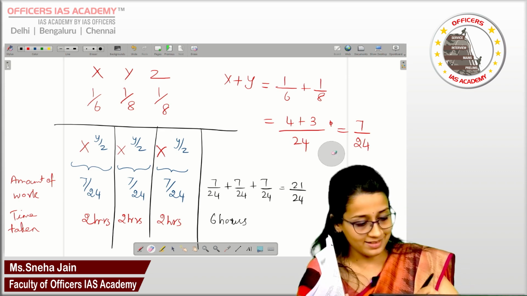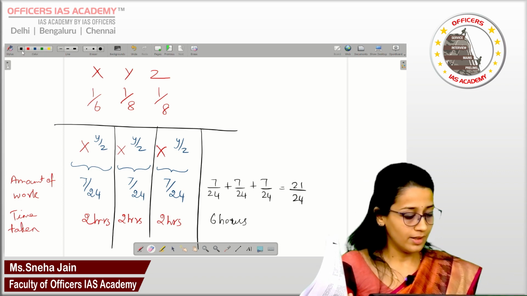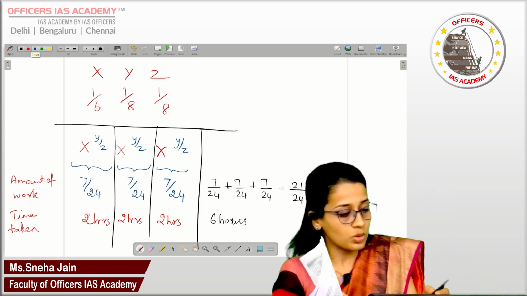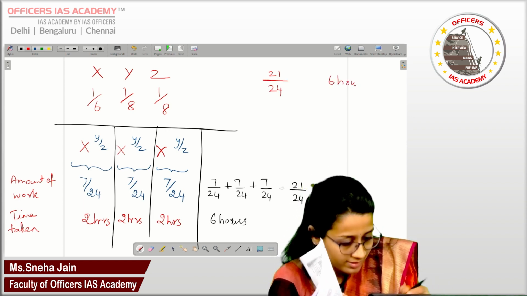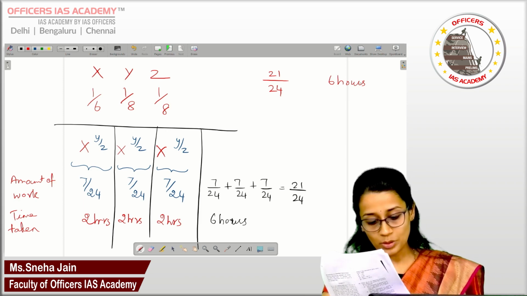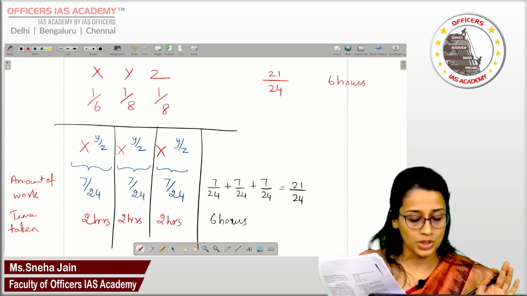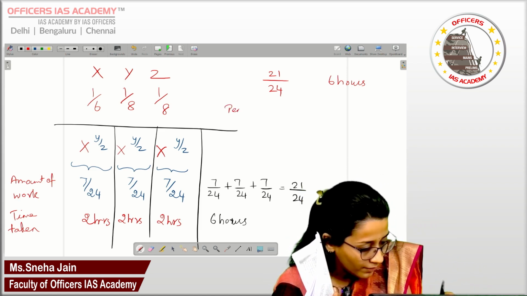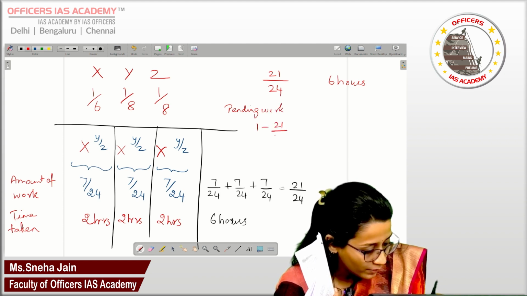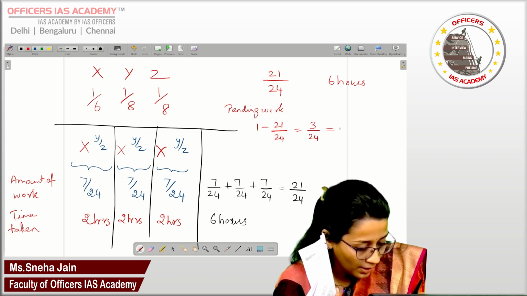Now I will move ahead and solve this question. I will erase this a bit so I can solve the question in the same space. Try to understand: 21 by 24th of the work is completed in 6 hours. Clear? If you look at the options, you have 6 hours and 15 minutes, 30 minutes, 45 minutes. 7 hours is ruled out. Now, how much of the work is pending? Pending work is 1 minus 21 by 24, which is 24 minus 21, 3 by 24, which is 1 by 8.